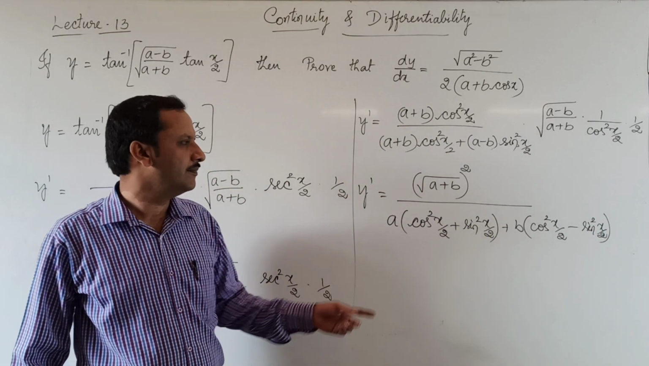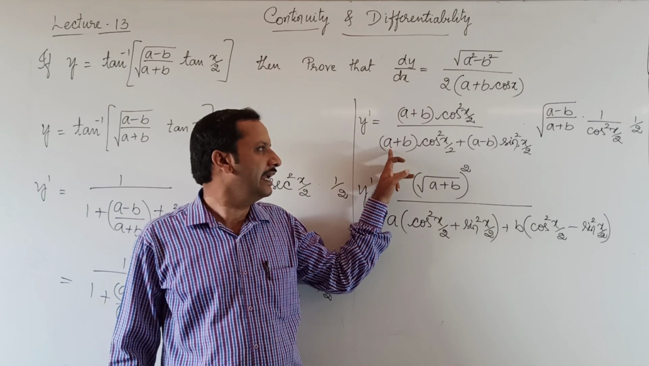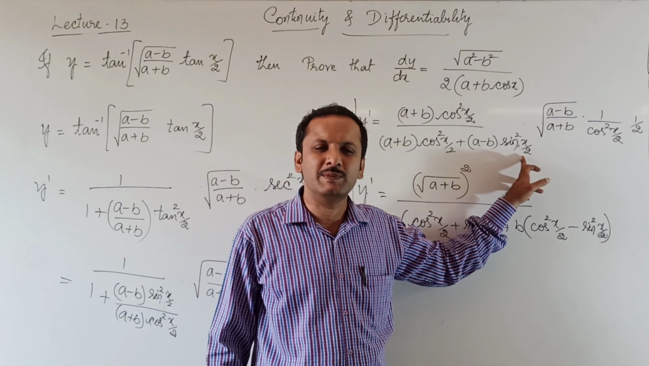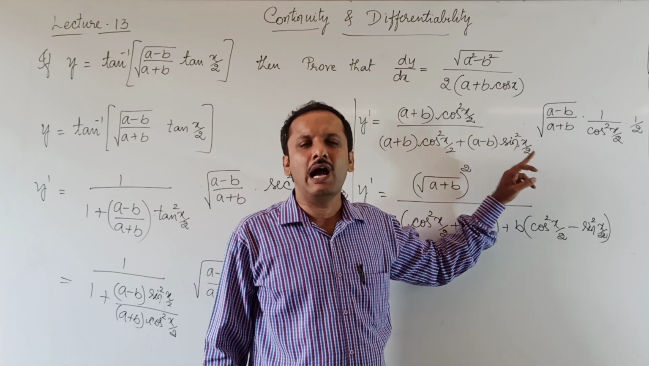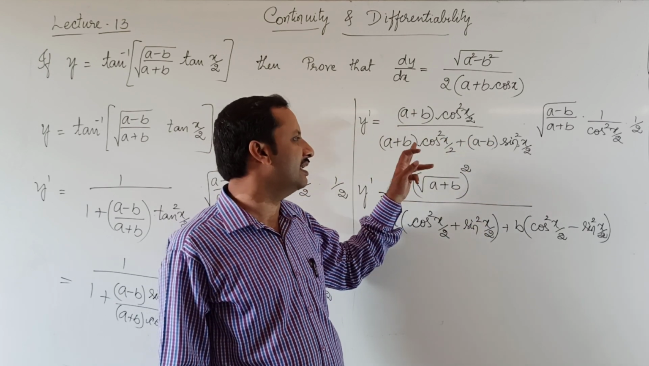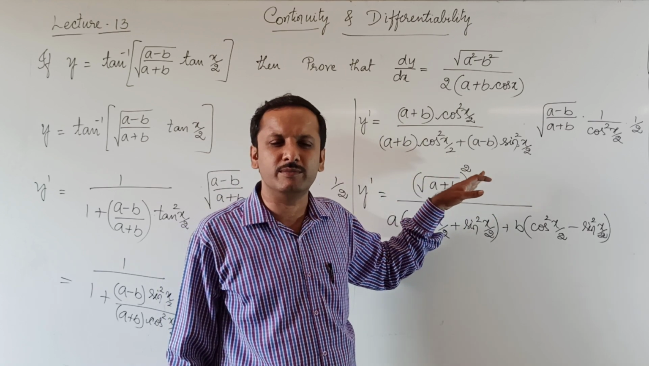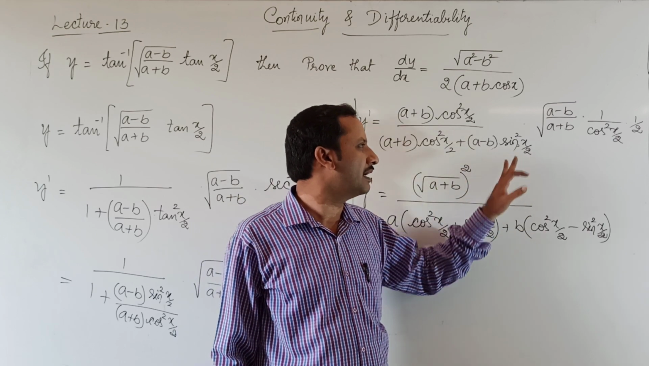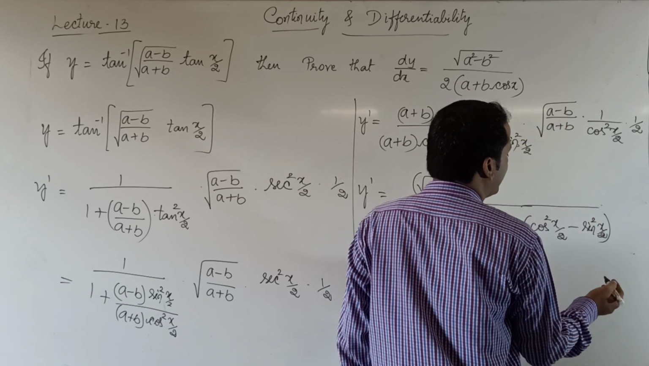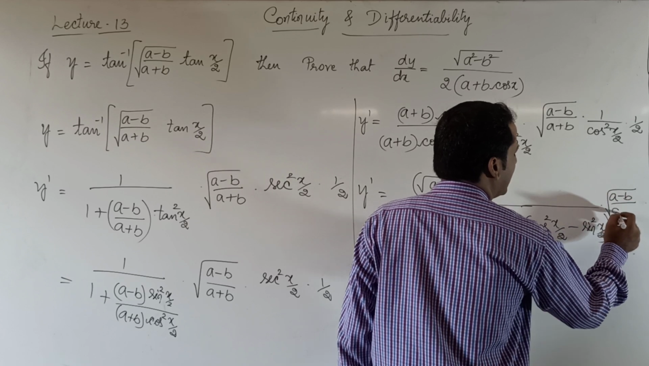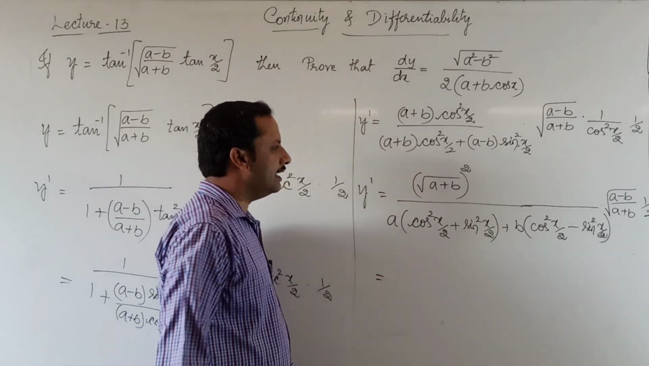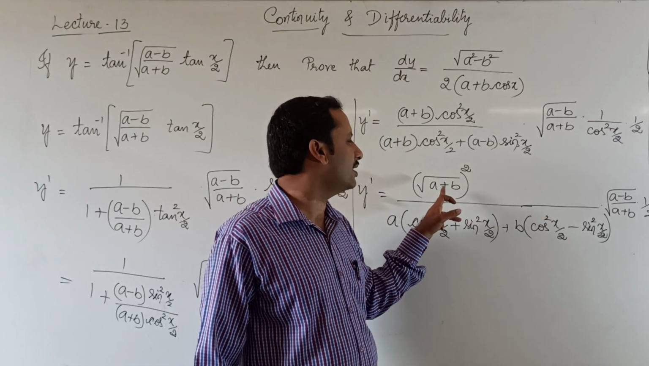Did you understand this step? See, I will explain again. I am writing it as a into cos square x by 2 plus b into cos square x by 2, and then a into sin square x by 2 minus b into sin square x by 2. After that, I am taking a as a common factor there. So we will have a into (cos square x by 2 plus sin square x by 2) plus, similarly, I am taking b as a common factor from the remaining two terms. We will get b into (cos square x by 2 minus sin square x by 2), into root of (a minus b) by (a plus b), into 1 by 2 is there. Okay, that's equal to, here we have root (a plus b) in the denominator, here the numerator root (a plus b) whole square is there.